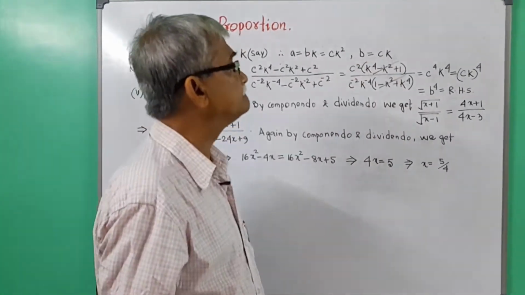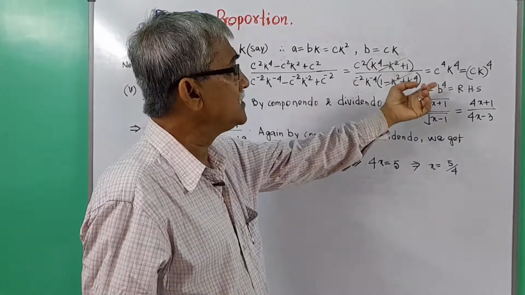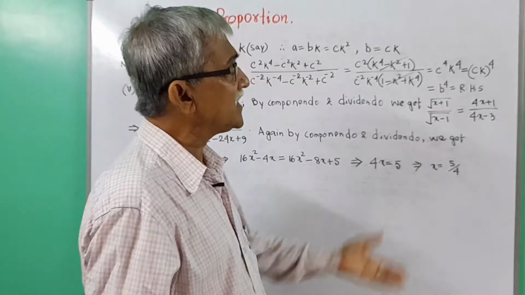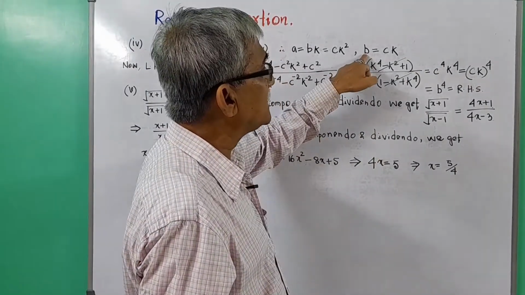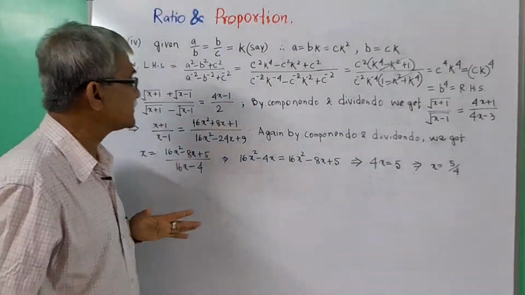So this portion from the numerator and the denominator cancels out and this becomes C to the power 4 into K to the power 4. And what is that? That is CK whole to the power 4. And what is CK? CK is B. So it is B to the power 4 and that is the right hand side. So this way it is proved.